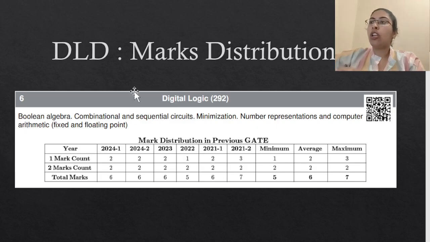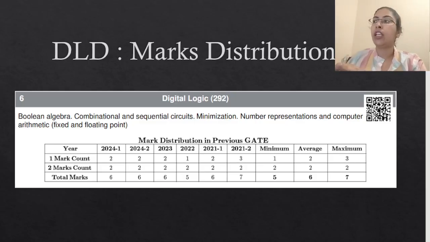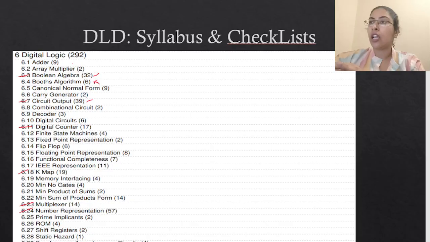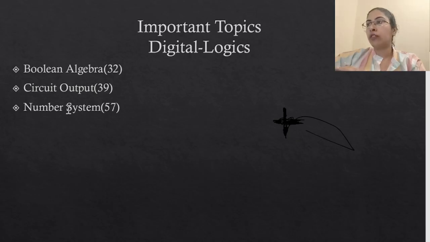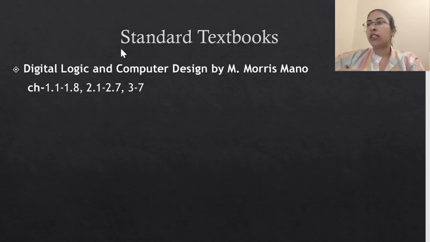So this was all about the DLD. From marks distribution, I have organized in a very structured way so you get everything in a structured manner and prepare DLD very easily. This is the syllabus. These are some of the important topics like Boolean algebra, circuit output, number system. These are the standard textbooks. Morris Mano is the standard textbook.